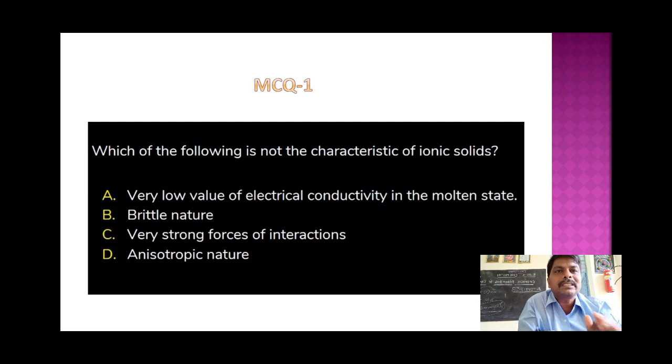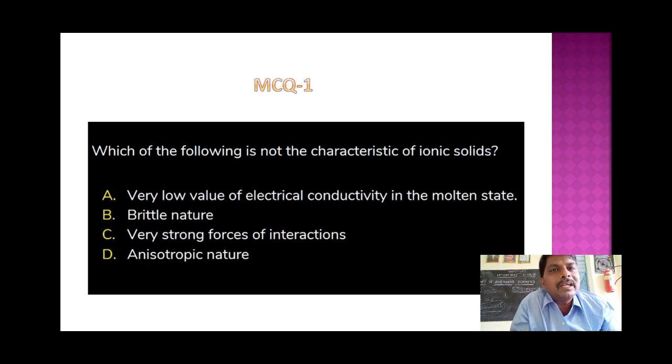So here are some MCQs. Which of the following is not a characteristic of an ionic solid? Just to recollect what I discussed about ionic solids. Option A: ionic solids have very low electrical conductivity in the molten state. Is it correct? B: brittle nature. Is it correct? C: very strong force. D: anisotropic. Now we will see one by one. Ionic solids are good conductors of electricity in the molten state. That is correct, but here it says very low, so that is a wrong point, not a characteristic of an ionic solid.